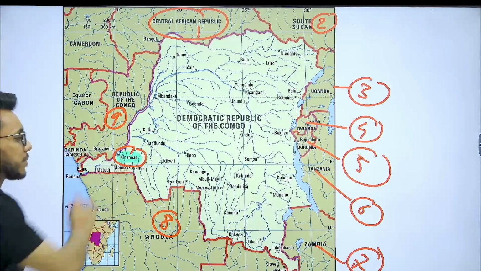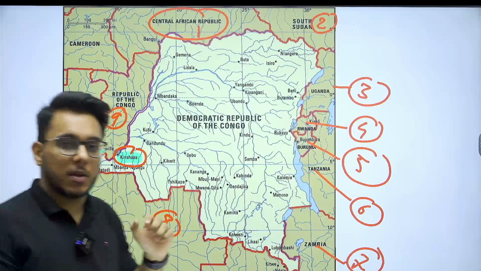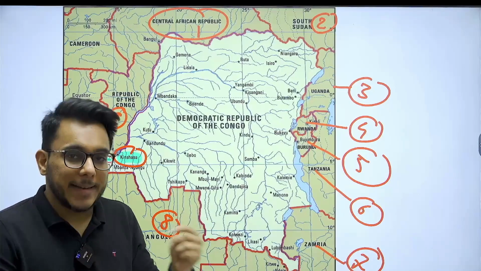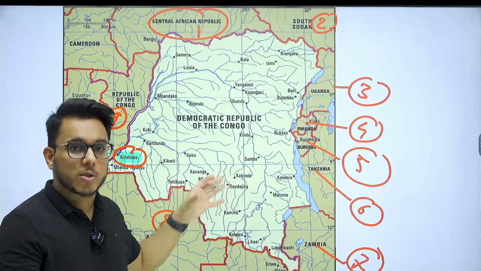Kinshasa is the capital. And the Congo River crosses the equator twice. This is the only river which crosses the equator twice. It is also located in the Democratic Republic of Congo.